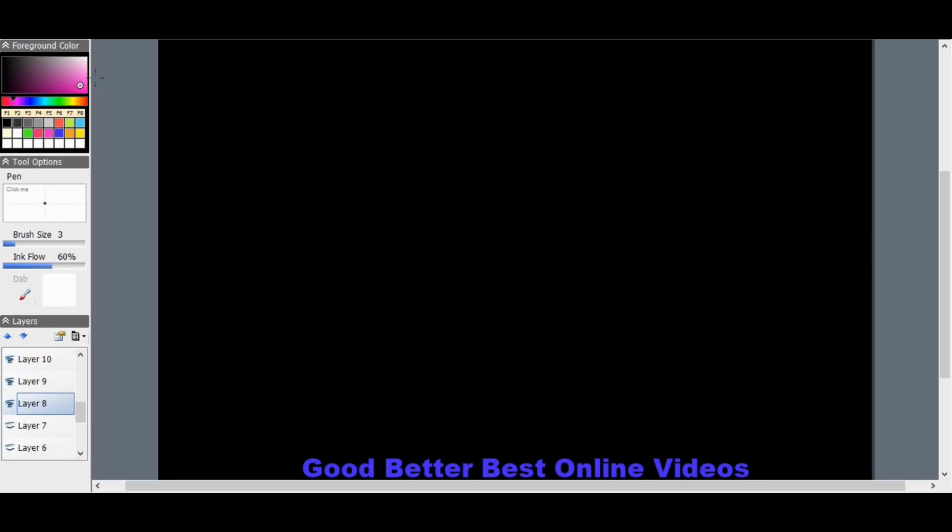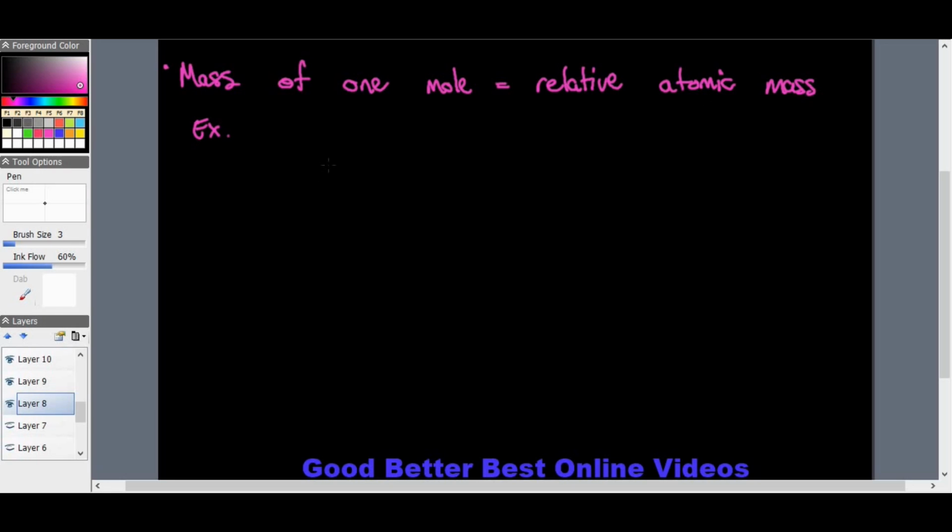So some people might be asking the question, what is the mass of 1 mole? Because we know how many atoms 1 mole of a substance is equal to. Well, the mass of 1 mole of an element is equal to the relative atomic mass of an element that can be found on the periodic table, and it will be in grams. So let's take an example here. 1 mole of carbon has a mass of 12 grams.